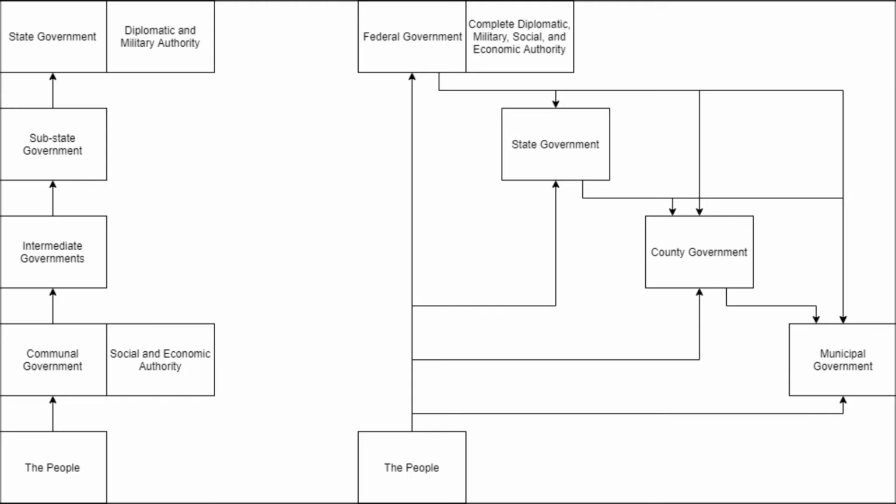So let's first look at what you have with the United States on the right. So I have the people at the bottom, and the people elect the various types of government that are above them. So in the United States, the people can vote for their local governments, as well as the state governments and the federal government of the United States, of the entire country.